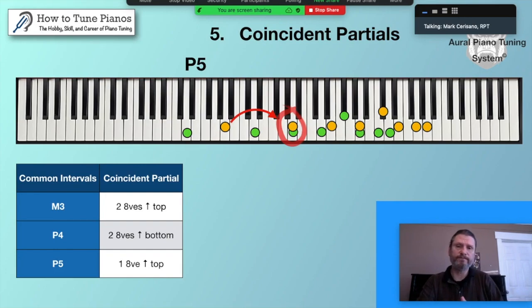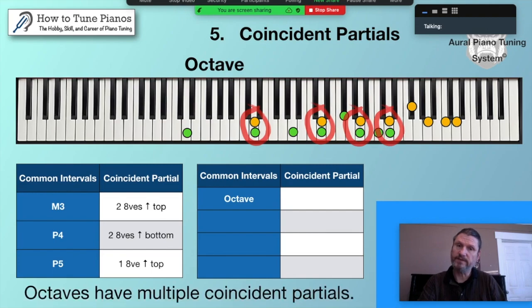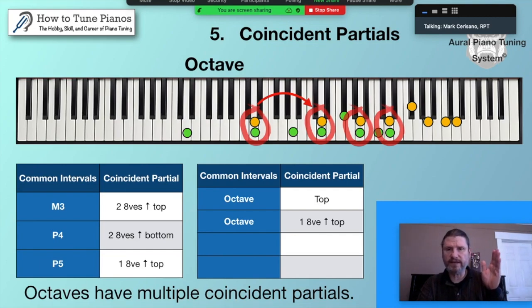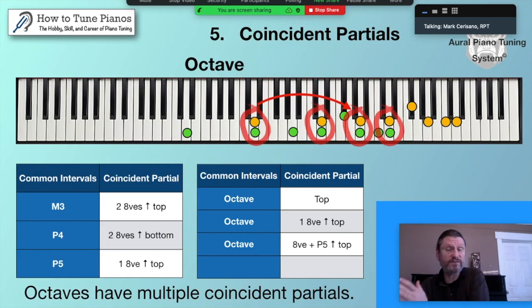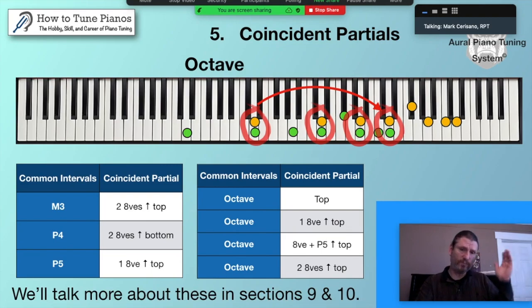For the fifth, it's 1 octave above the top note. For an octave, we actually have a bunch of them. The first one happens on the top note of the octave, the second one on the octave above the top note, the third one an octave plus a fifth above the top note, and the fourth one is 2 octaves above the top note. So those are coincident partials. We'll talk more about these in sections 9 and 10.